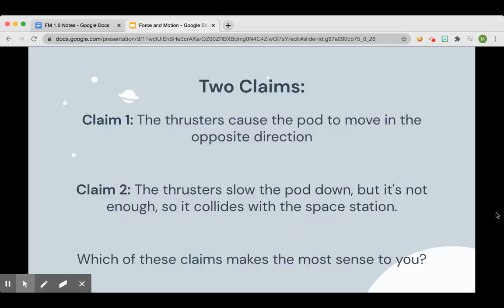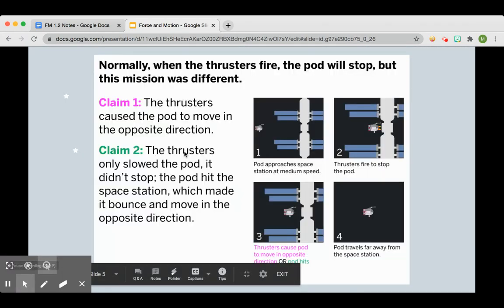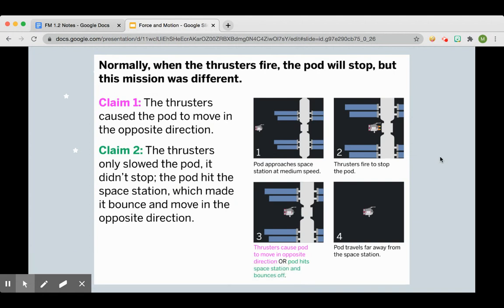Okay, so there are going to be two claims for what happened in those missing seconds. Claim 1 is that the thrusters cause the pod to move in the opposite direction. Claim 2 is that the thrusters slow the pod down, but not enough, so it collides with the space station. Take a minute and answer in your own words which of these claims makes the most sense to you. Here is another way to look at it, so you can pause the video, read these over, and look at these pictures to help you decide which one makes more sense.